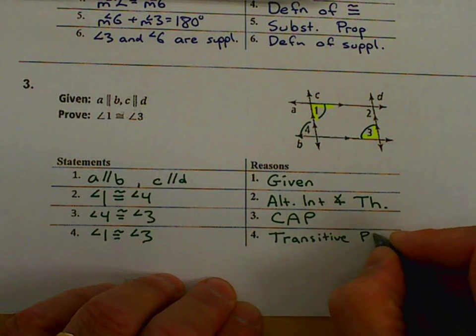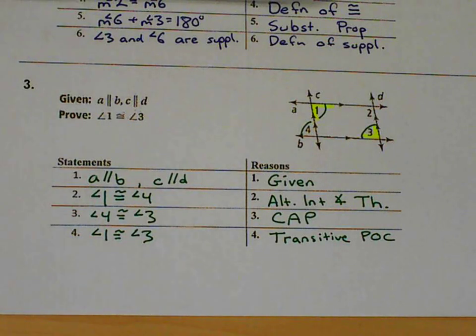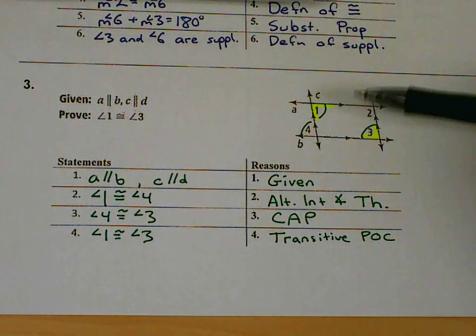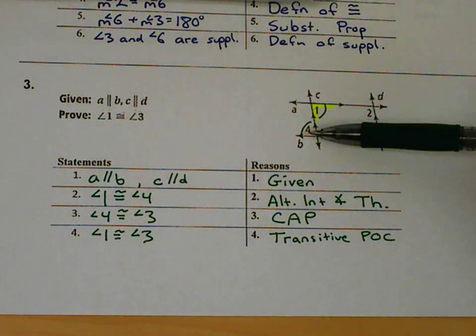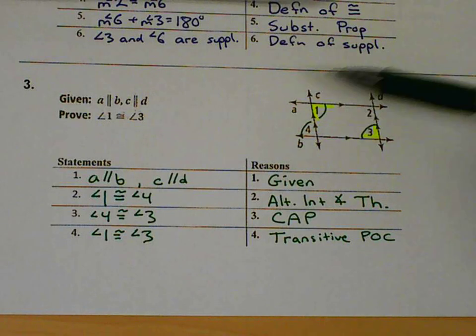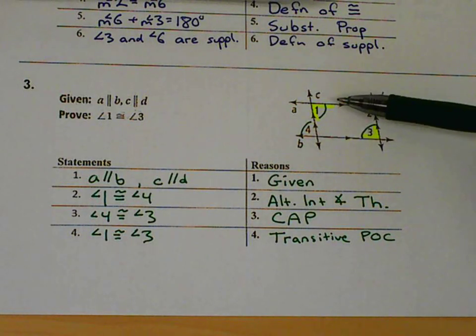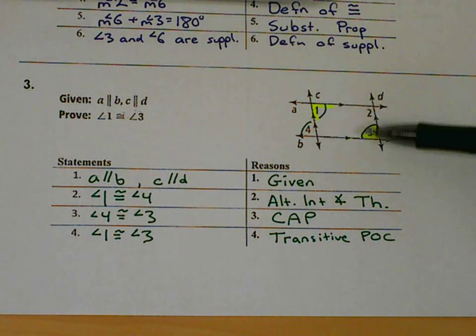Transitive property of congruency. So, once again, make sure you're marking what you know, what you're trying to get, and try to find some method of working your way around the picture to get there.